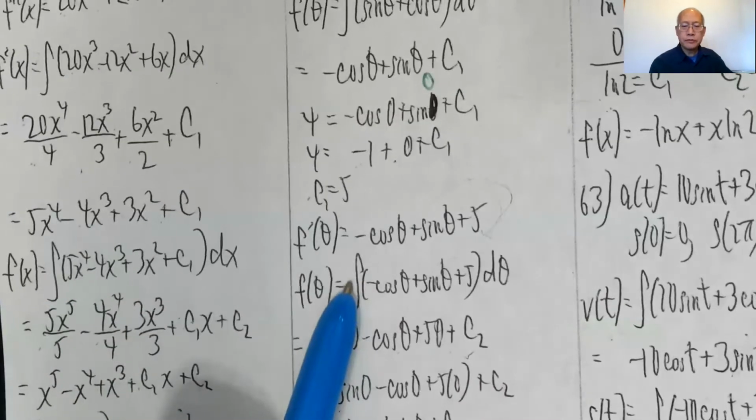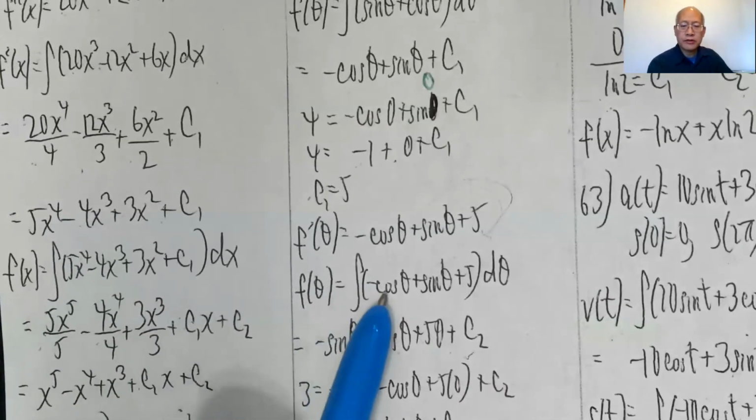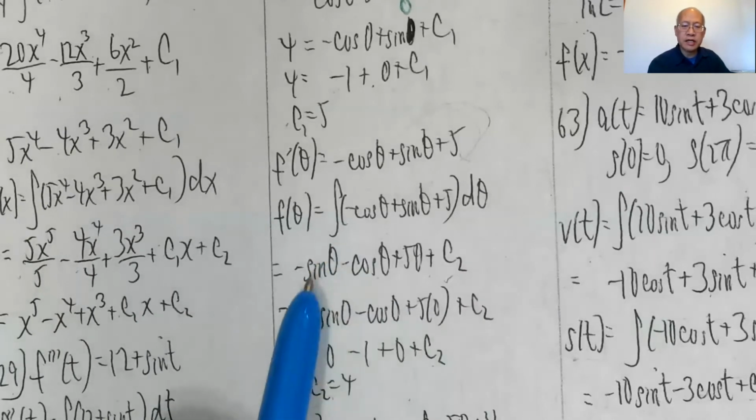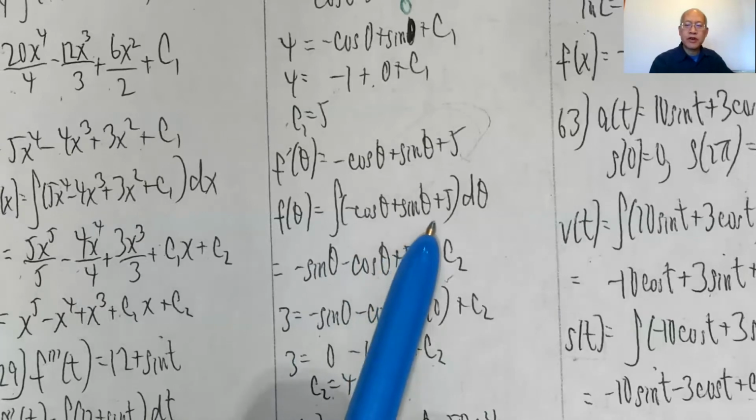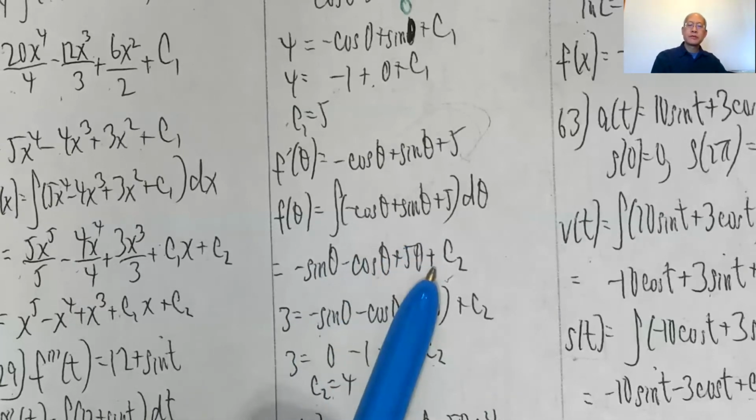Integrate again. Integral of negative cosine theta plus sine theta plus 5 d theta. Integral of negative cosine is negative sine. Integral of sine is negative cosine. Integral of 5 is 5 theta plus c2.